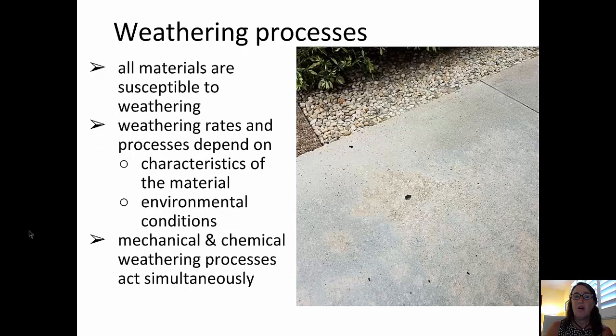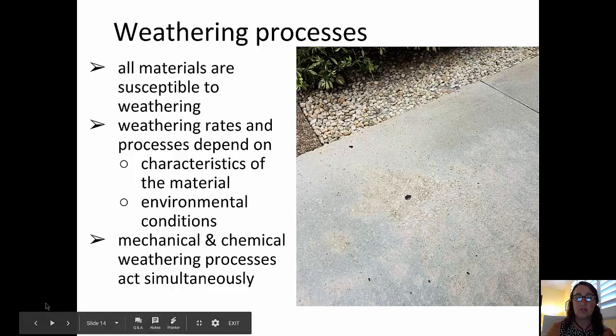So here we go. All materials are susceptible to weathering, and the rates that those materials weather and the processes depend on the characteristics of that individual material and the conditions that they're in, so the environmental conditions. Mechanical weathering and chemical weathering processes are acting simultaneously on materials. And here in this picture, you can see a concrete sidewalk that's had rain dripping on it from a leaky gutter, and you can see that it's worn away the concrete. So there's an example of some weathering taking place.